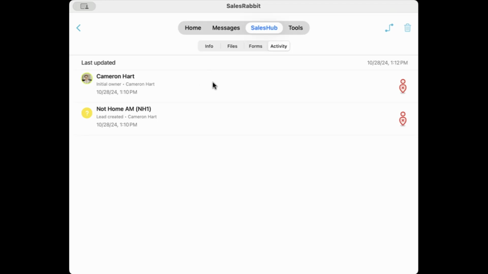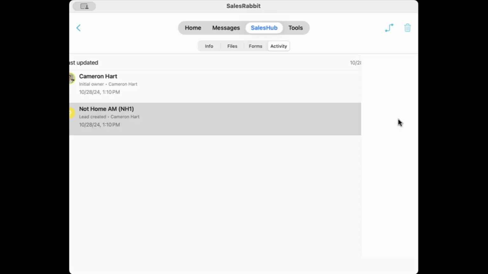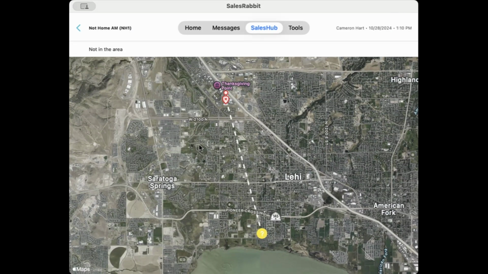This is taking me to the activity or the history of the lead, what actually has happened on this lead. And it's going to show me a red X. I'm going to select the red X. And then it's going to draw a dotted line of here's where I physically was versus here was the pin. So at the time that I dropped this pin, I was located here at the office, about a 10-15 minute drive away from where this pin actually is.